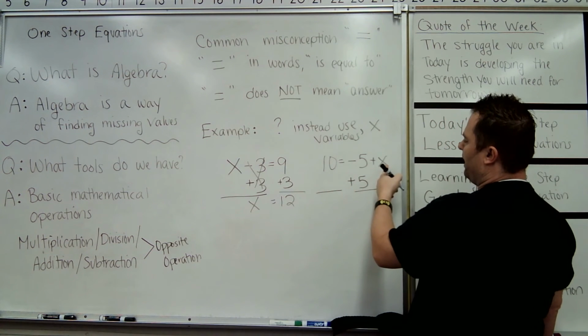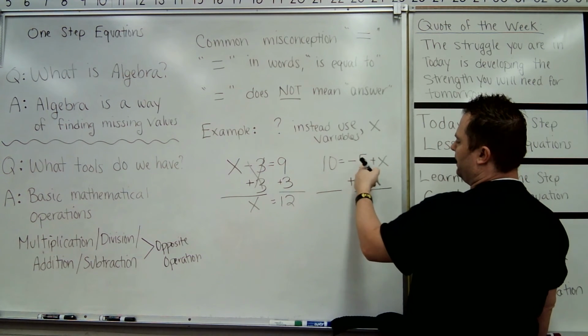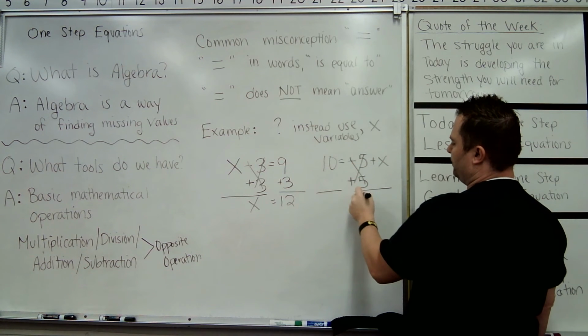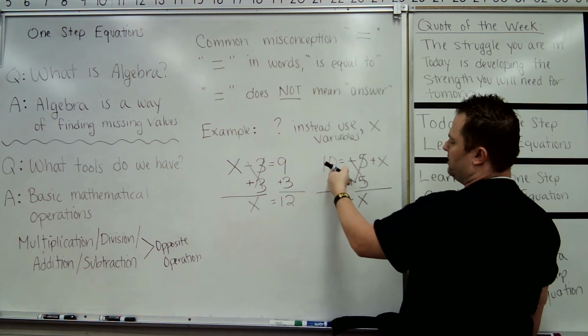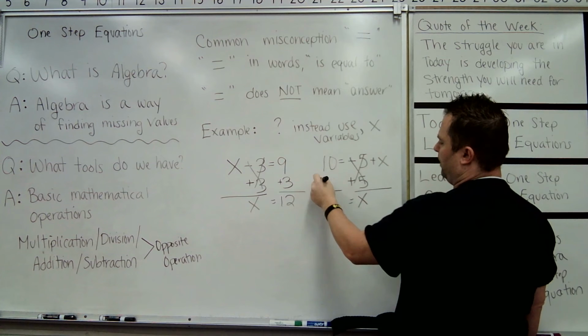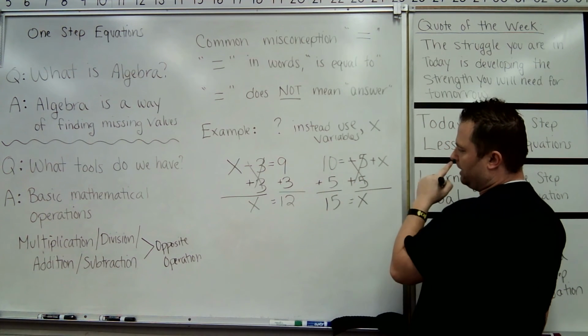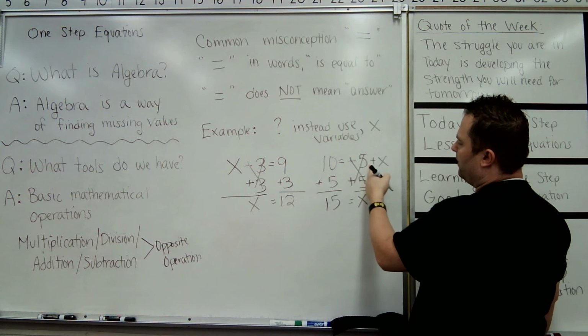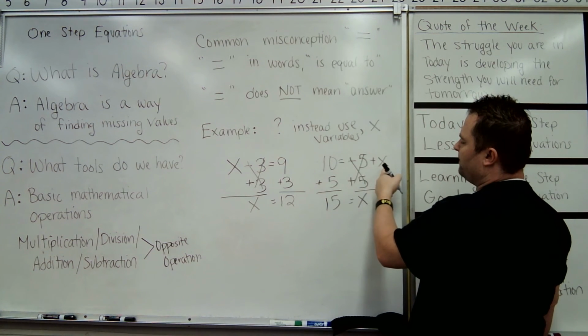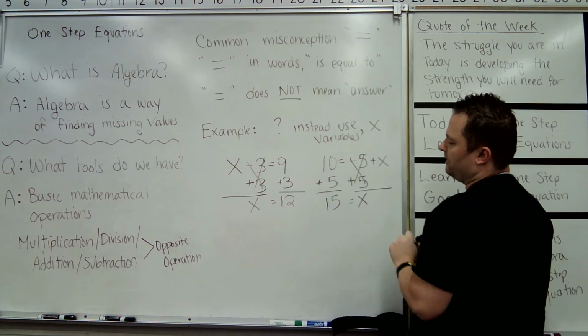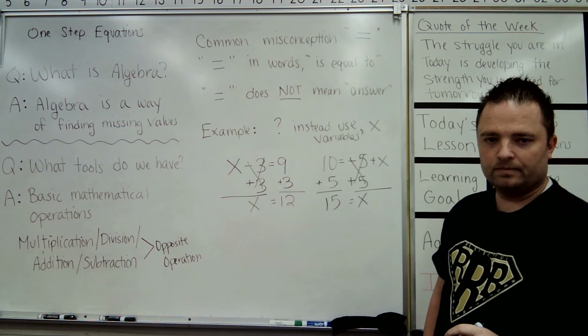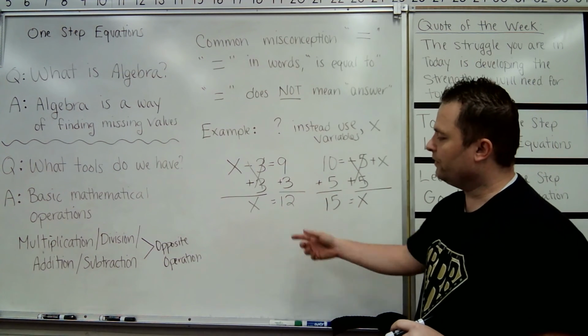If I do that, I have x plus negative 5 plus 5, those cancel. I'm left with just x on this side. 10, I forgot to add my plus 5. 10 plus 5 is 15. I added 5 to both sides. 15, negative 5 plus 15, this side's equal to 10, this side's equal to 10. Okay, this is how we solve addition and subtraction.